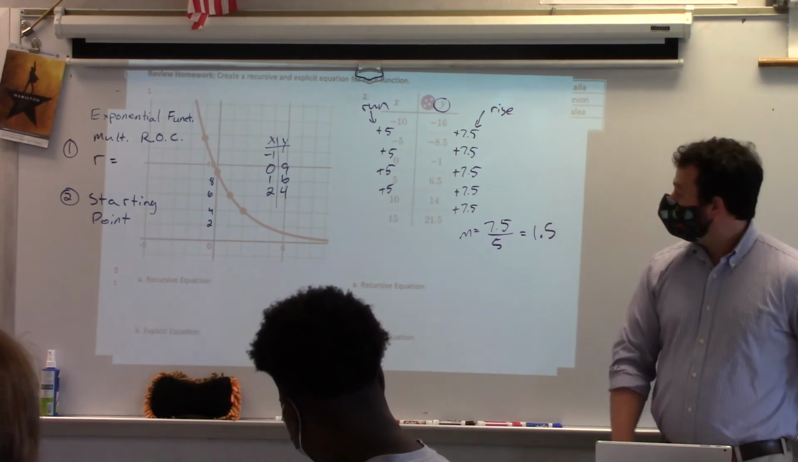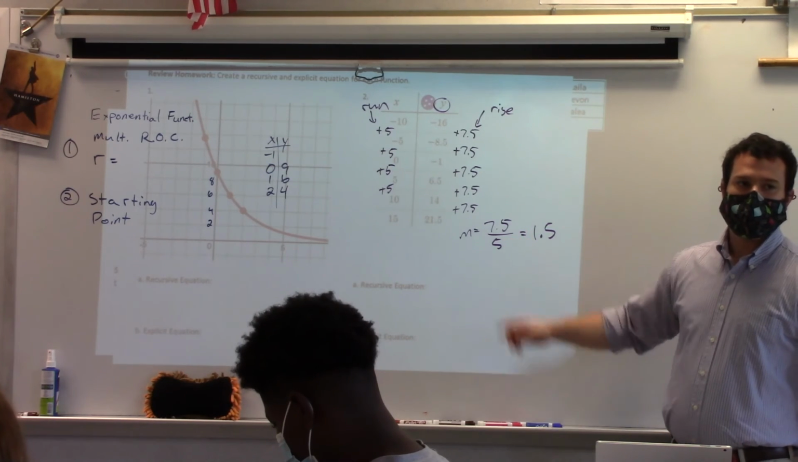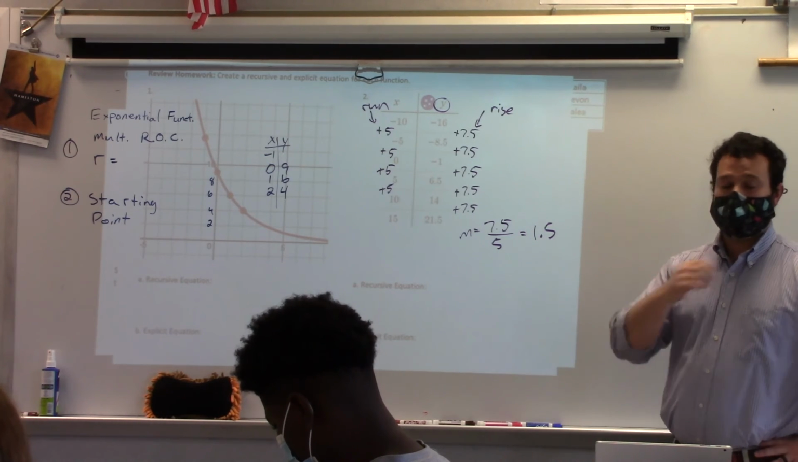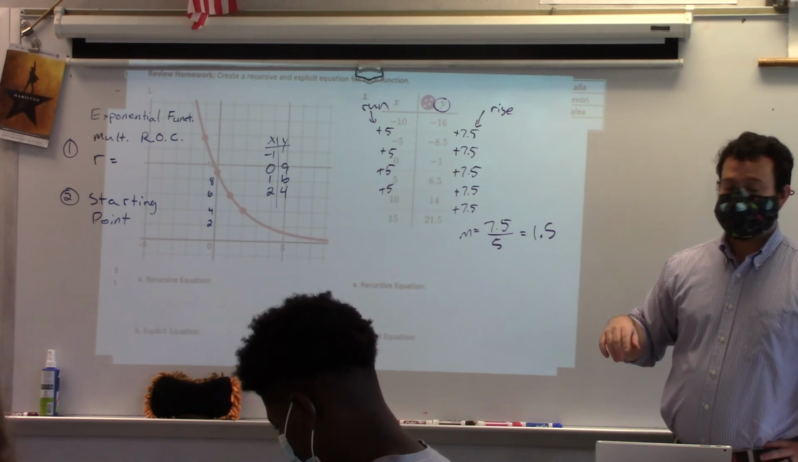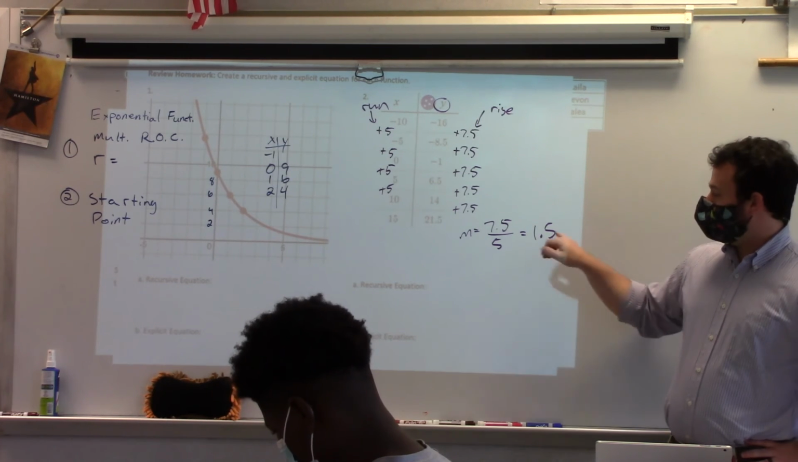So what's 1.5 then? That's part of the slope. What's 7.5 divided by 5? Yeah, I know it's 1.5. I'm saying this part is part of the rate of change. It's not part of the rate of change. What is? It is the rate of change.